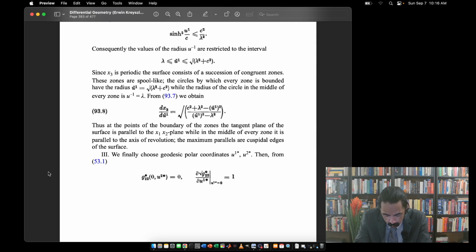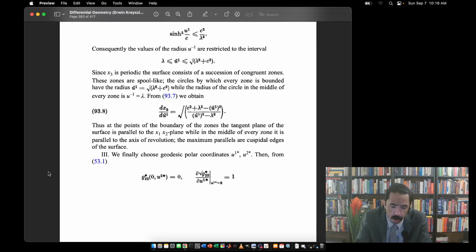From the previously read requirements for what we're dealing with to be equal to the representation given in the preceding section, we obtain that dx3/du1 bar is equal to the square root of the quantity, which is a fraction, with the numerator of c squared plus lambda squared minus u1 bar squared, all over a denominator of u1 bar squared minus lambda squared.